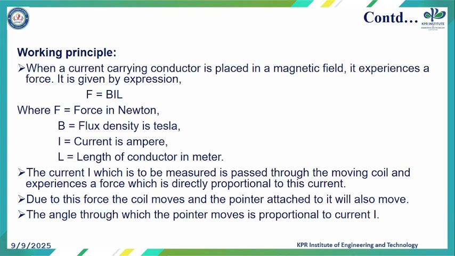The current which is to be measured is passed through the moving coil and experiences a force which is directly proportional to the current. Due to this force the coil moves and the pointer attached to it also moves. The angle through which the pointer moves is proportional to the current flow.